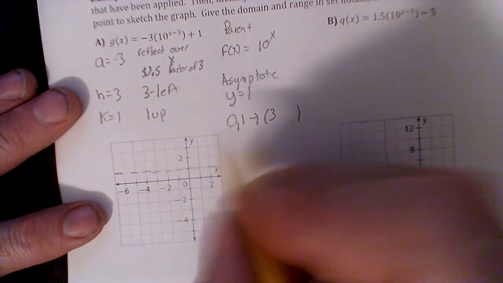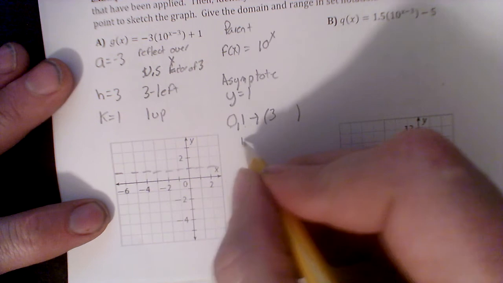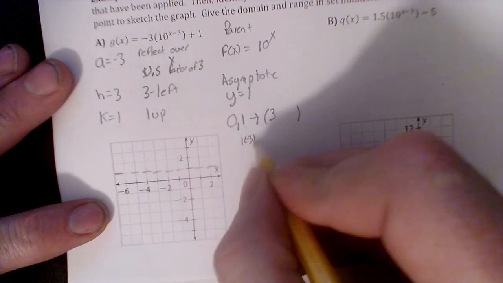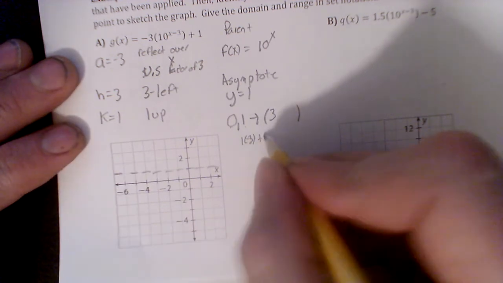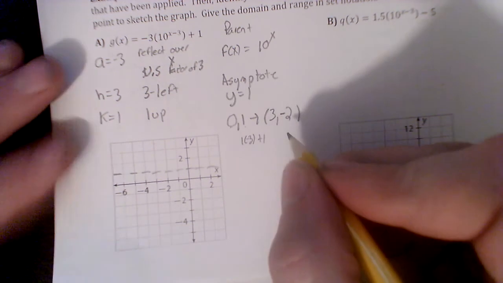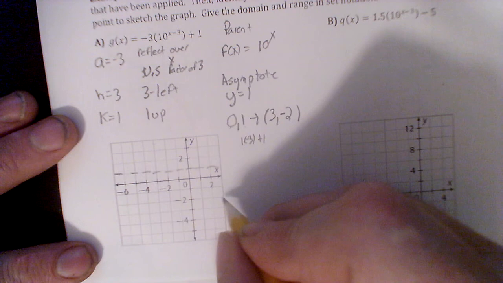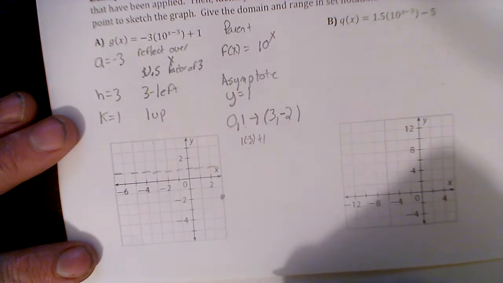Alright. And we got our 1. We multiply that by a. So that's 1 times negative 3, and to that we add k plus 1, and that gives me negative 2. So I have a point at 3, negative 2. Let's go ahead and put it. 1, 2, 3, negative 2.